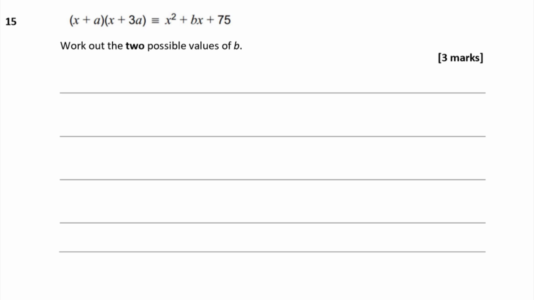Question 15. I've got (x + a)(x + 3a), and that is identically equal, with a triple equal sign, to x squared plus bx plus 75. Work out 2 possible values of b.